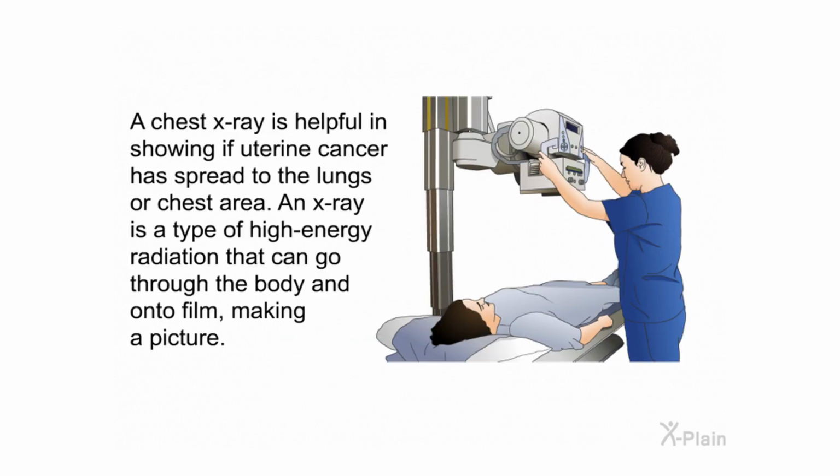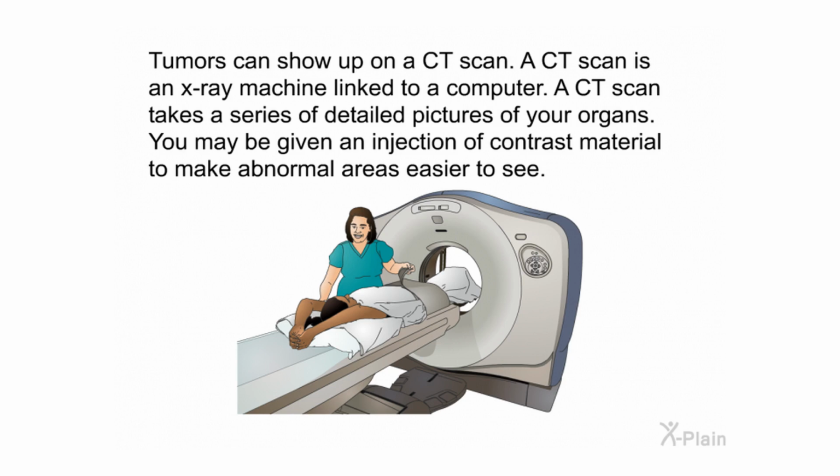A chest X-ray is helpful in showing if uterine cancer has spread to the lungs or chest area. An X-ray is a type of high-energy radiation that can go through the body and onto film, making a picture. Tumors can show up on a CT scan. A CT scan is an X-ray machine linked to a computer. A CT scan takes a series of detailed pictures of your organs. You may be given an injection of contrast material to make abnormal areas easier to see.